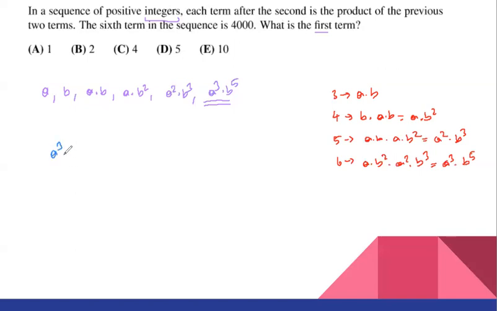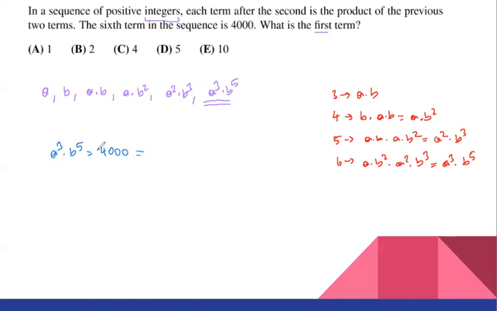So A to the third times B to the fifth is 4,000. But we have two unknowns equal to a number, and it doesn't tell you how A and B are related or how to find them separately, right? At the same time, we are told the numbers in that sequence are integers, which is one of the biggest clues in the problem. So we want to find some integer to the third and some integer to the fifth power.